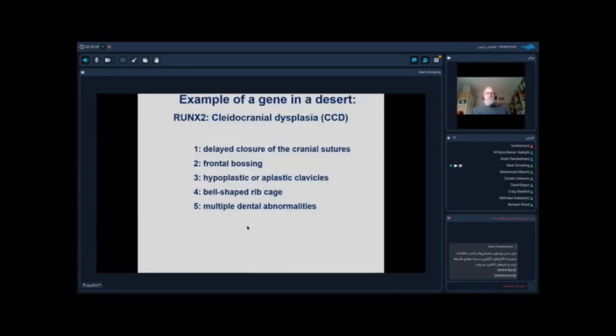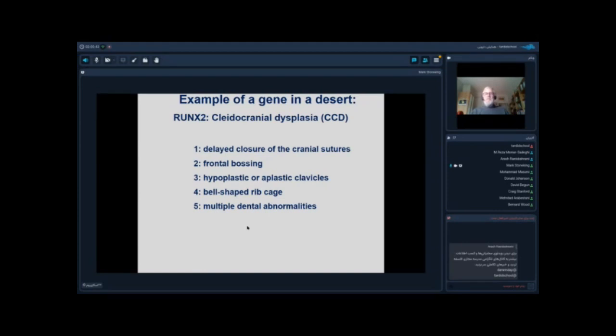And so if you start to look at the genes that occur in these deserts, one of them is a gene called RUNX2, which encodes a transcription factor that is involved in turning on expression of many other genes. And mutations that eliminate the function of RUNX2 result in a disease syndrome in modern humans called cleidocranial dysplasia, or CCD. And some of the features of this syndrome are you get delayed closure of the cranial sutures of the bones of the skull. You get frontal bossing, this protuberance around the eyebrows. You get abnormal shoulder bones and collar bones. You get a bell-shaped rib cage, and you get dental abnormalities.